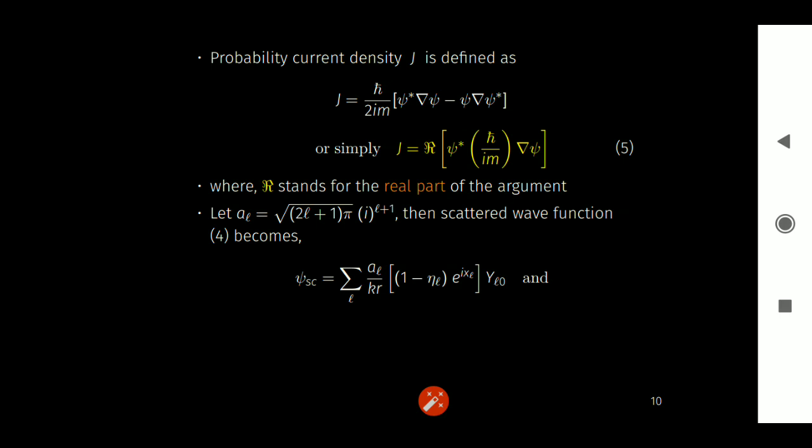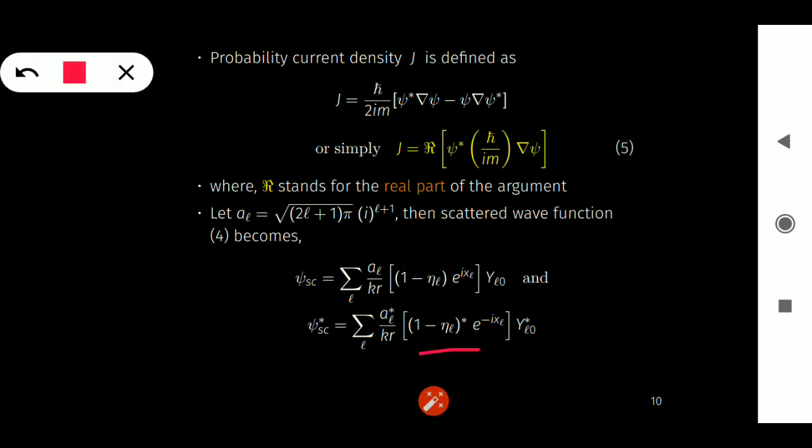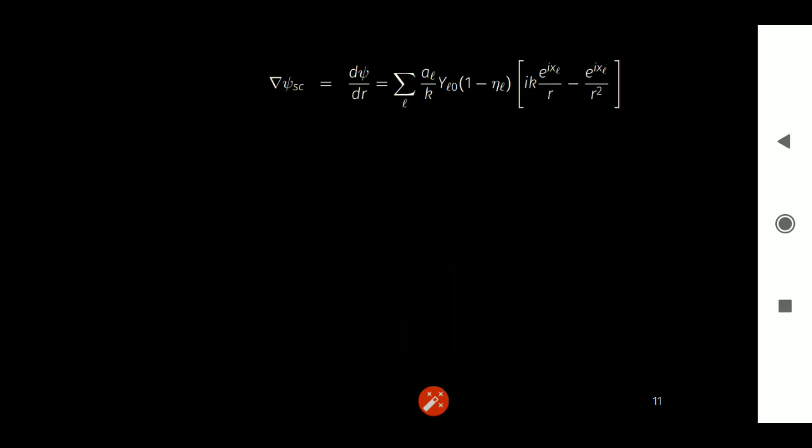If that is the scattered wave function, then its complex conjugate can be written as this expression. All those terms which are complex get the asterisk sign here, which means they are conjugates of the corresponding parts. The exponential function e to the power iχ_l contains an imaginary part, therefore the complex conjugate of ψ scattered will have e to the power minus iχ_l, and Y_l0, if it is complex, becomes Y_l0 star.